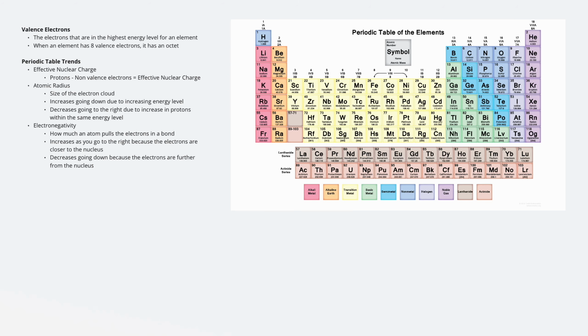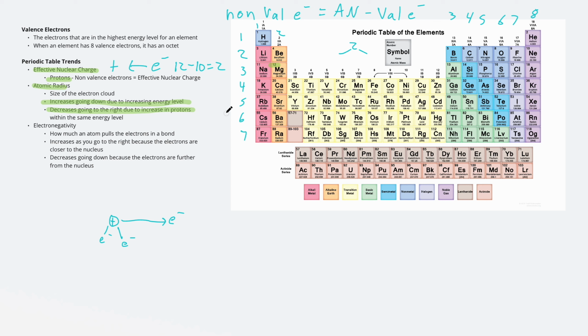The last trend is electronegativity, and electronegativity tells you when you have two elements that are in a bond, so I'm just going to use X bonded with Y, how much the element pulls the electrons that are in that bond. So if we pretend that Y is more electronegative than X, the electrons in that bond are going to tend to gather around Y more so than X, because Y pulls those electrons towards it.